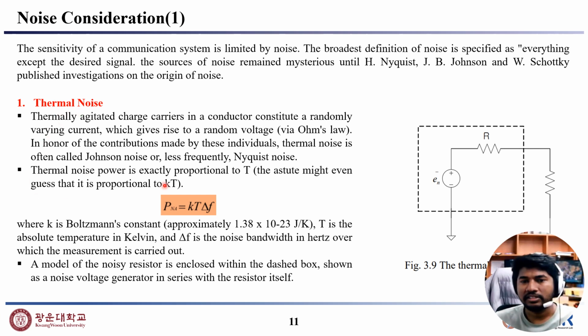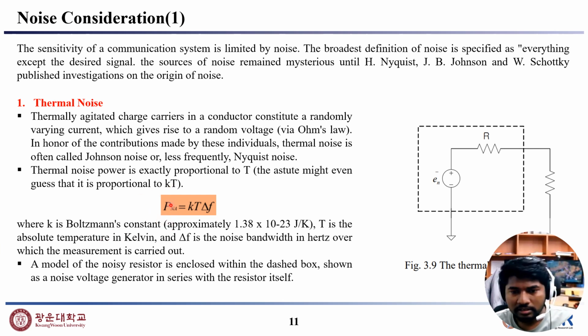A thermally agitated charge carrier in a conductor constitutes a randomly varying current, which gives rise to a random voltage by Ohm's law. In honor of the contribution made by the individuals, thermal noise is often called Johnson noise or less frequently Nyquist noise. However, the thermal noise power is exactly proportional to the temperature. If temperature is increased, then thermal noise is also increased.